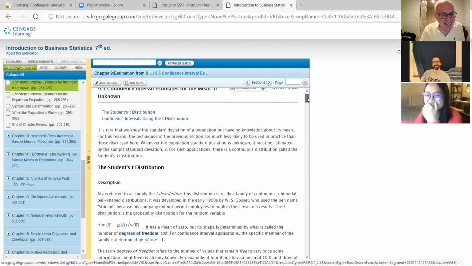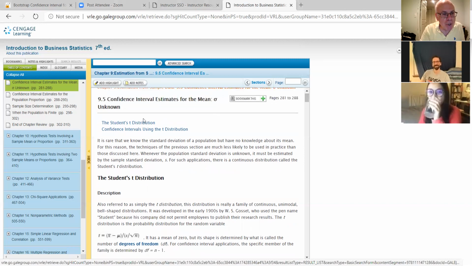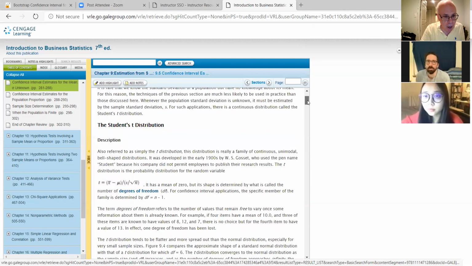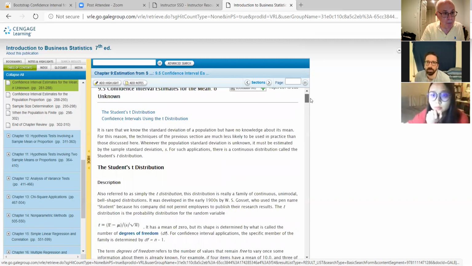Now, the student's T distribution. We do have a link to this. I'm afraid to click it because it'll probably take me to some other universe, but I'm going to do it anyway. Oh, here it is. It's just right below. All right. So can you see the screen? You see it all right? All right. So it says here, it is rare that we know the standard deviation of a population. That's what I've told you, right? And we have no knowledge about its mean. Well, confidence intervals are supposed to be there to estimate the mean.